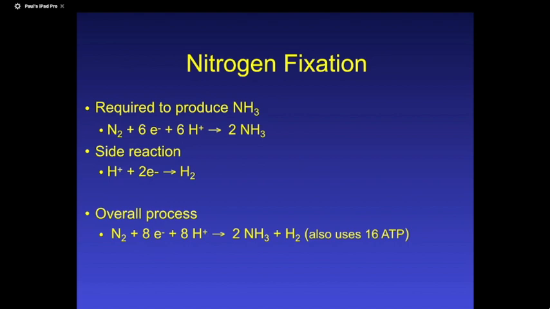To break it with enzymes, to take nitrogen and produce ammonia, we would need 6 electrons and 6 protons to make ammonia, although there's a side reaction that also makes hydrogen. So the overall process is 8 electrons and 16 ATPs. If you think about the nitrogen in that triple bond, 16 ATPs is a lot of energy, plus the energy of the electrons. 2 electrons, when we carried them as NADH, made a whole bunch of ATPs. And so this is a very energetic process.